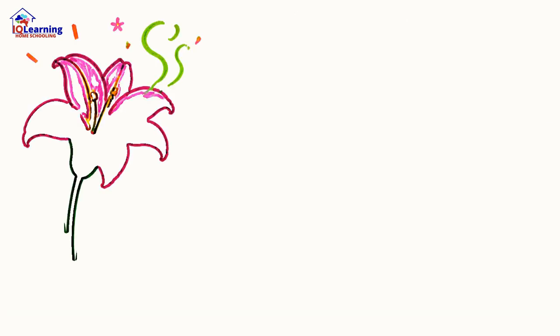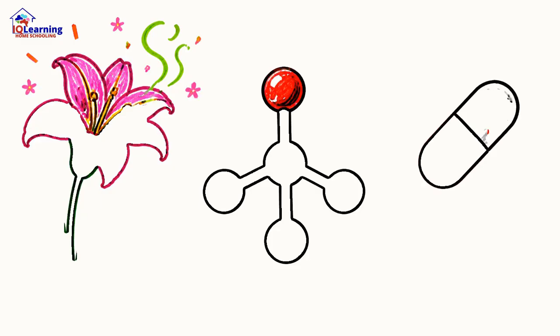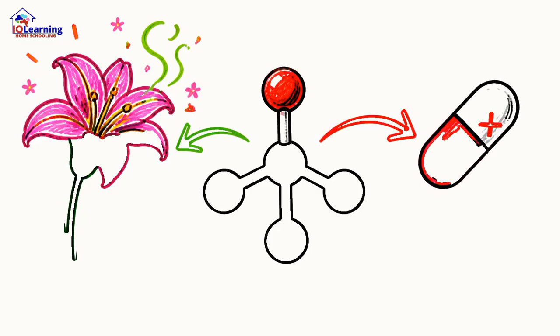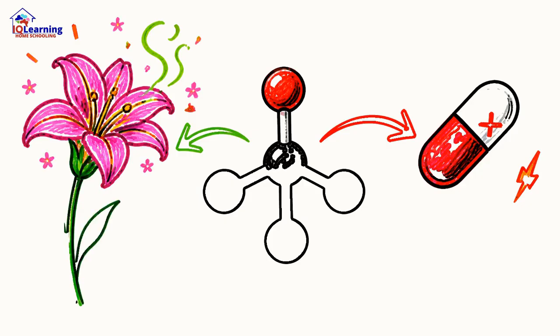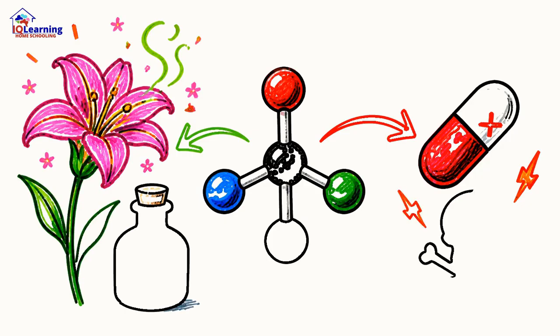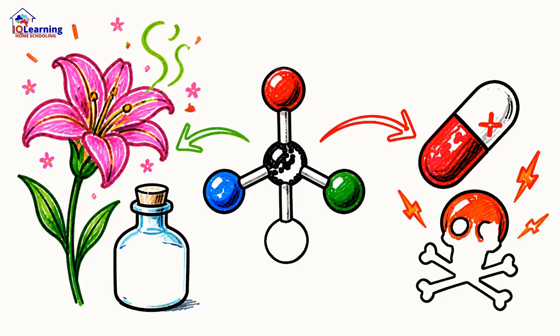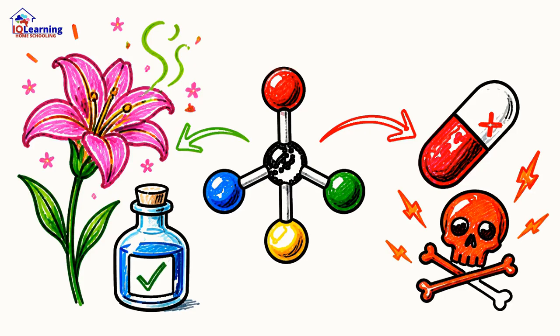So, from the scent of a flower to the effectiveness of a drug, the arrangement of atoms, or isomerism, plays a crucial role. It's a powerful reminder that in chemistry, it's not just what you're made of, but how you're put together that truly matters.